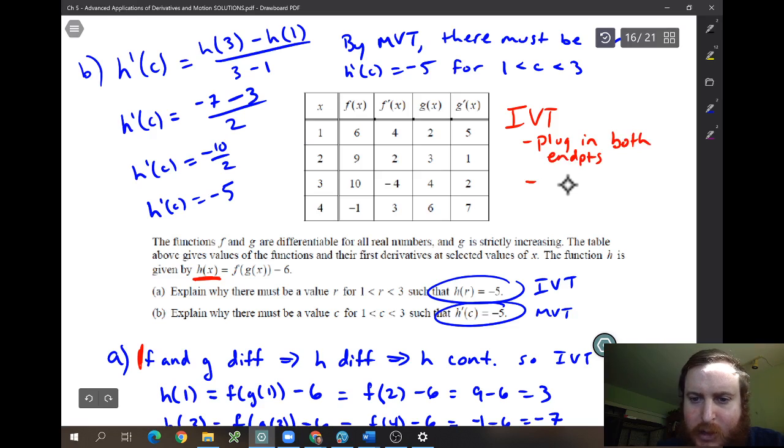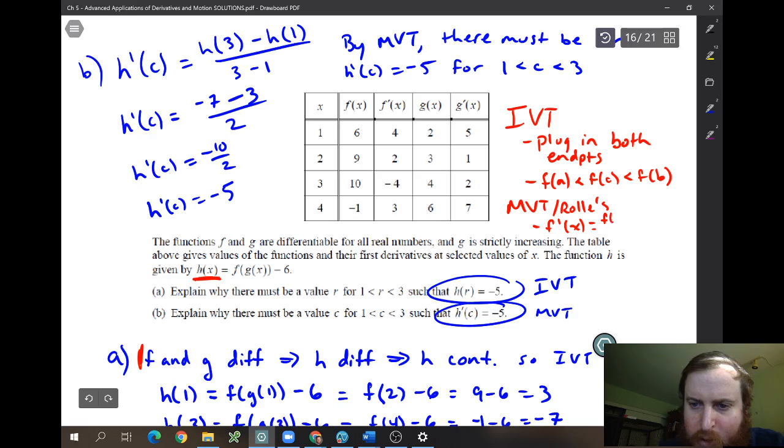And then you basically write something like f of a is less than f of c, that middle one, which is less than f of b, the ending one. Whenever we're doing MVT or Rolle's, instead of plugging in the endpoints, you're going to take the derivative and set the derivative equal to f of b minus f of a over b minus a, or for Rolle's, you'll set the derivative equal to 0. On Rolle's, you had to show that f of a and f of b, the endpoints, were equal, so you did have to plug in the endpoints on Rolle's.